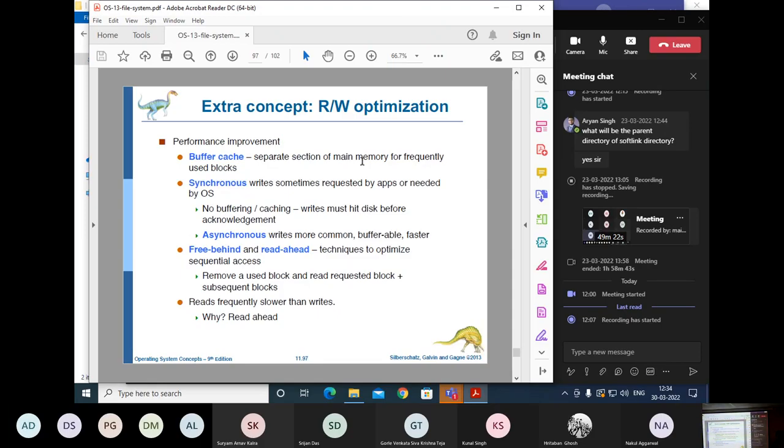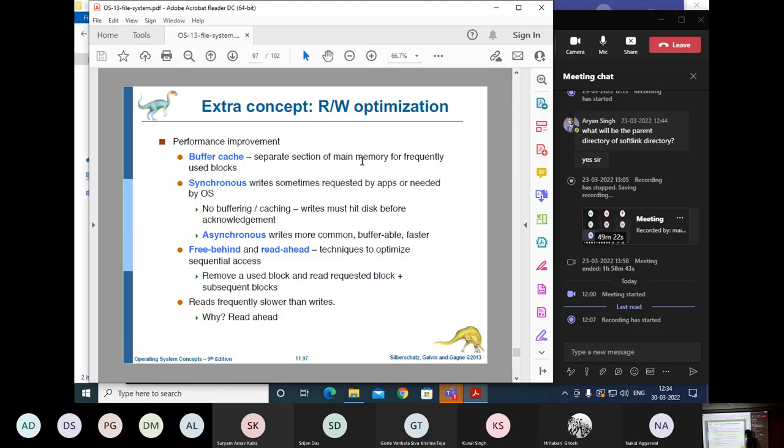The second thing is read ahead. Very simple, read more blocks. I want to read the second block, you will read till the fifth block. That takes time. Yes, question? No? So with read ahead, you pre-read blocks and put them into memory.